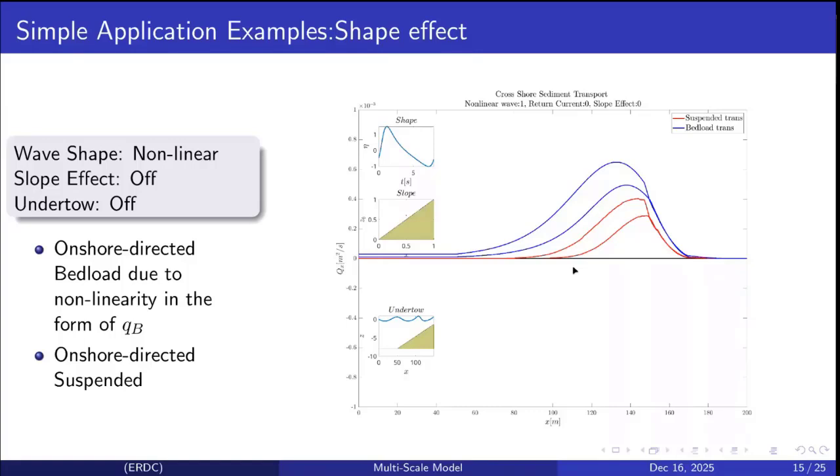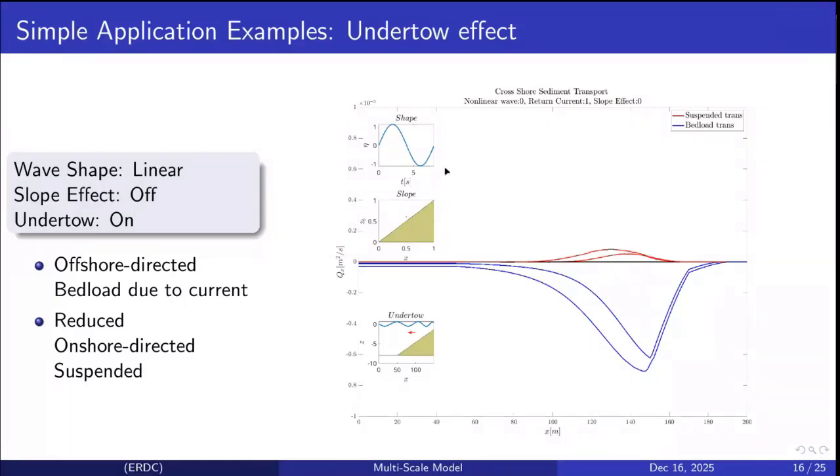Okay, now let's include a nonlinear or sort of a natural wave shape, and not this. We won't include the impact of the slope or the undertow again. The wave shape being skewed and asymmetric ends up driving both the bed load and the suspended load onshore. So that squares with what our intuition should say. But of course, it's not reasonable to take any of these in isolation, but it's informative anyway to show you how this model behaves.